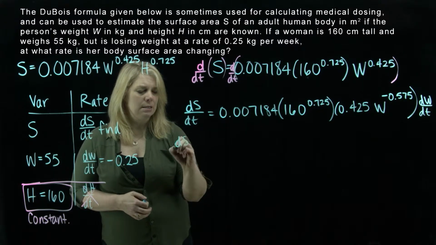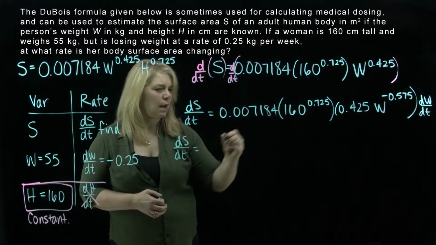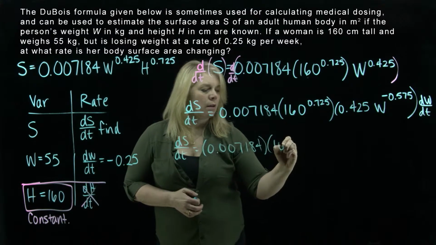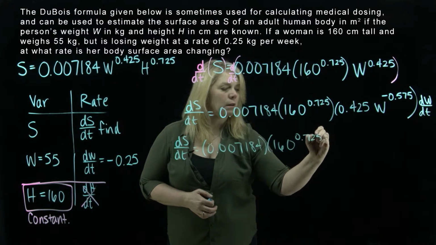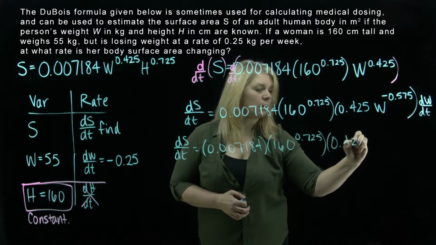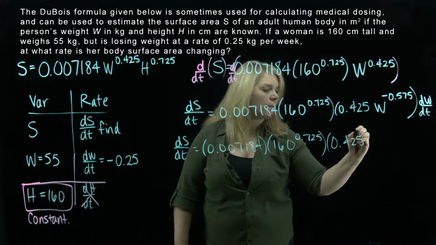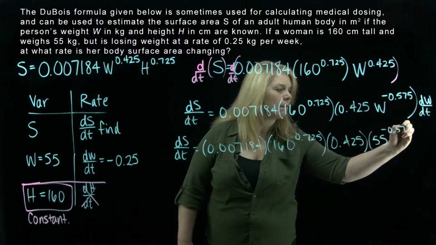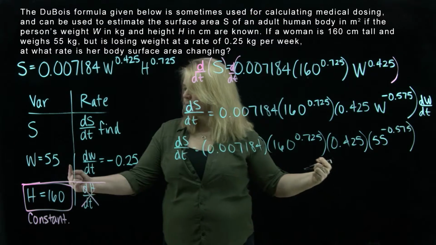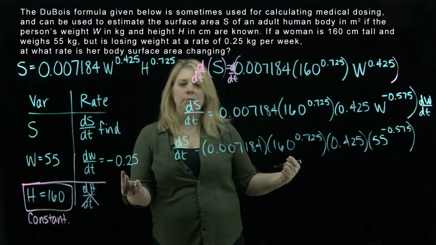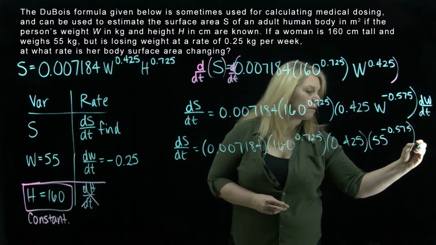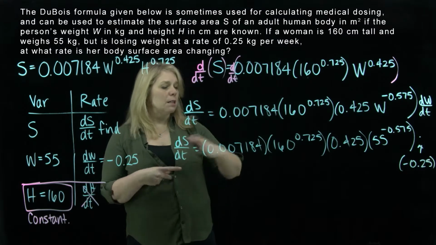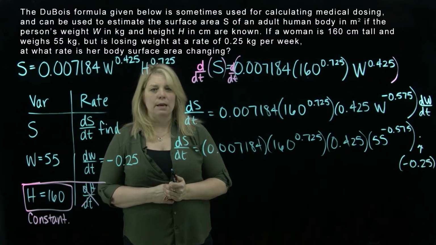All right, so my ds/dt equals 0.007184. My w is 55. I'm going to use some extra parentheses here. So 55 to the negative 0.575. And this one is so long, I'm almost out of space here. But then we need to take that times my dw/dt. So times, I don't know if it'll quite fit there, negative 0.25 times all that. OK, so at this point, I have all those ugly numbers, and that would be in exact form my answer.